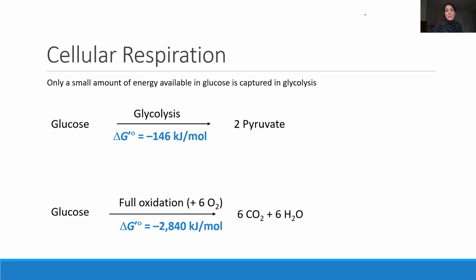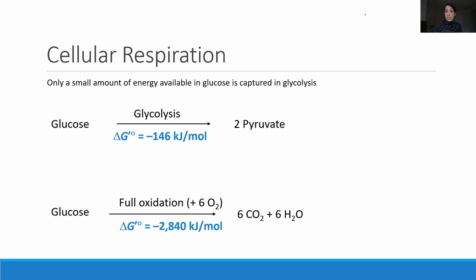Now, when looking at the pathway glycolysis, which we previously covered, you can see that only a small amount of energy is actually captured from a glucose molecule by going through glycolysis. If we were to convert this into energy units, it would be about 146 kilojoules per mole, and that is the process of taking glucose to 2 pyruvate through glycolysis.